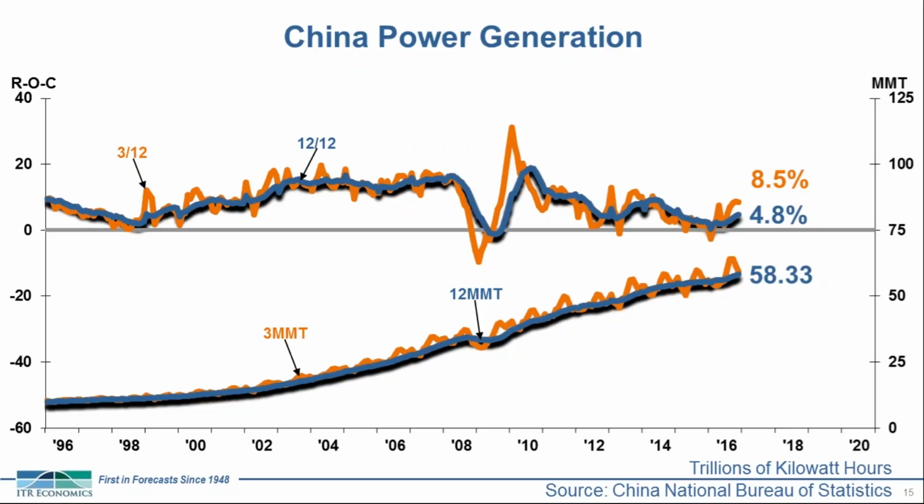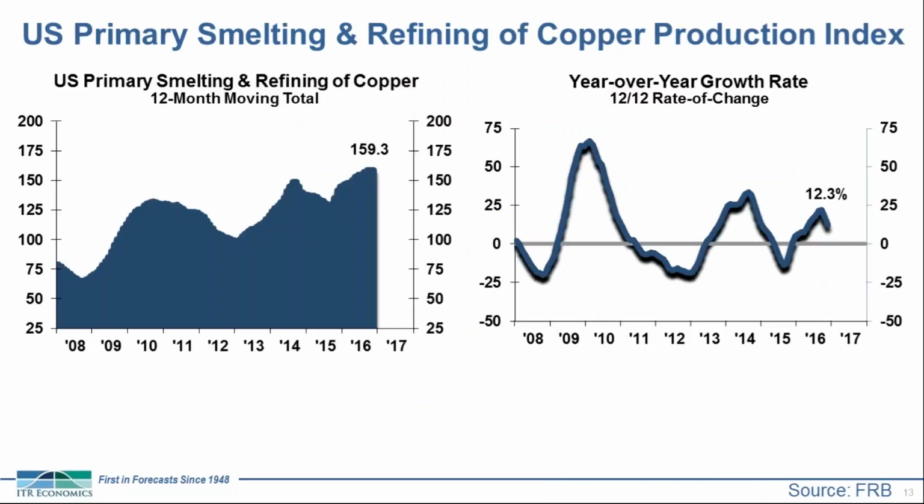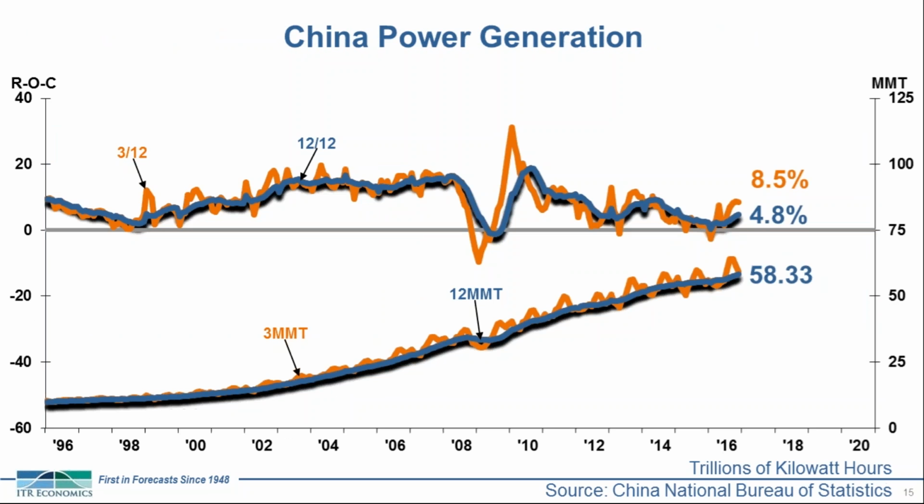The reason I include this is because China is one of the largest consumers of copper in the world, and while there is some weakness at home, and we see that kind of dip in the primary smelting and refining of copper production index, it's a great time to either focus on or attempt to transition and enter into the export markets, especially geared toward China.